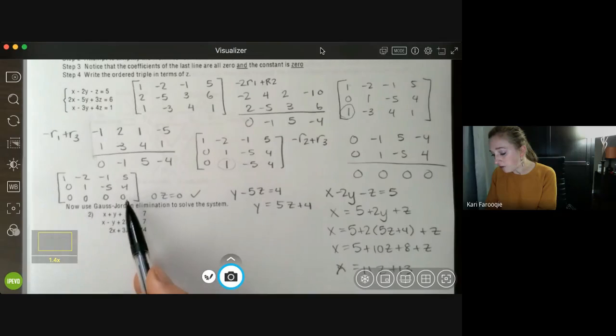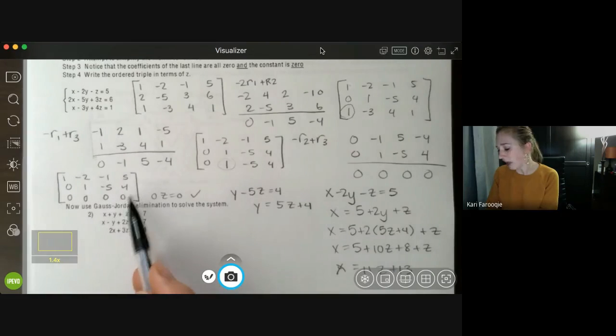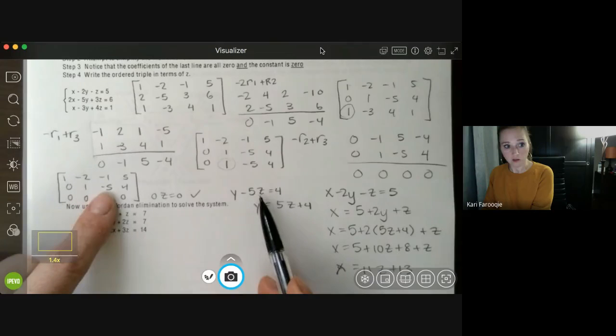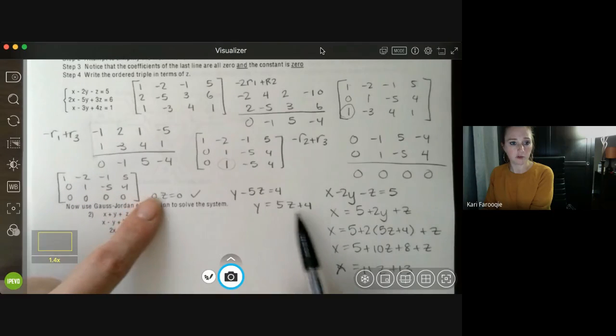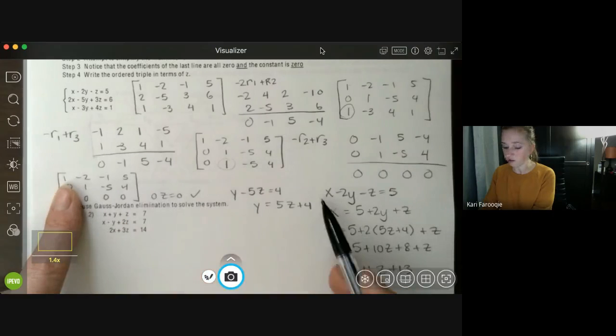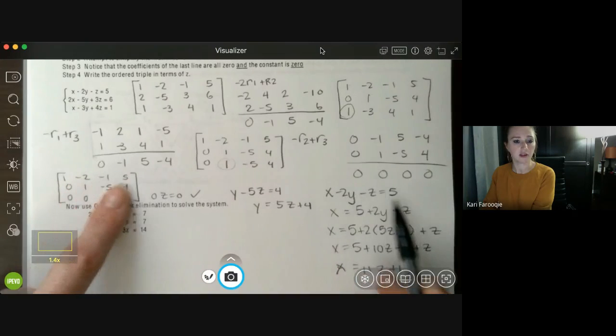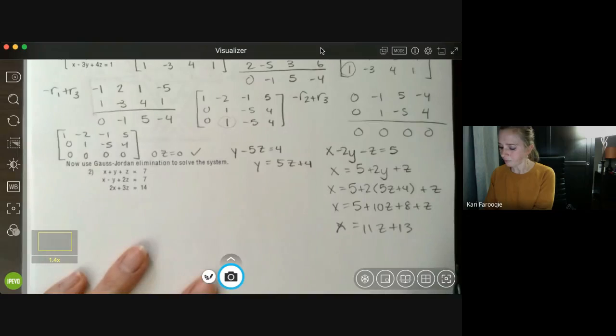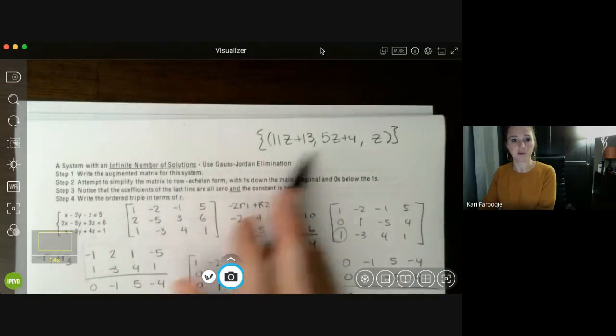If you have infinitely many solutions, you're going to write your solution set in terms of your variable z. So you're assigning z, and then you're back substituting. So y minus 5z equals 4, y equals 5z plus 4. That goes in your solution. And then back substitute for x the same way. x minus 2y minus z equals 5. Well, substitute in x. Substitute in z and then substitute in y written in terms of z. And then you'll get an expression for x in terms of z. And your solution set at that point will look like this.